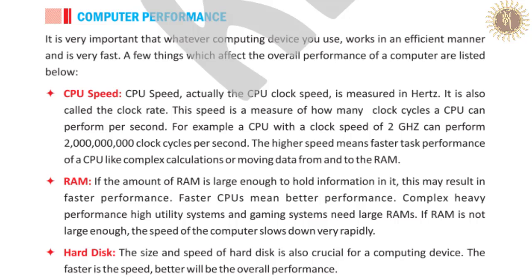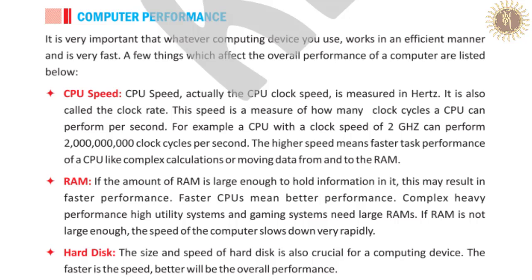Computer performance. It is significant that whatever processing gadget you use works in a proficient way and is quick. A couple of things which influence the general execution of a PC are listed below: CPU speed. CPU speed, really the CPU clock speed, is measured in Hz. It is also called the clock rate. This speed is a measure of how many clock cycles a CPU can perform every second. For example, a CPU with a clock speed of 2 GHz can perform 2 billion clock cycles per second.